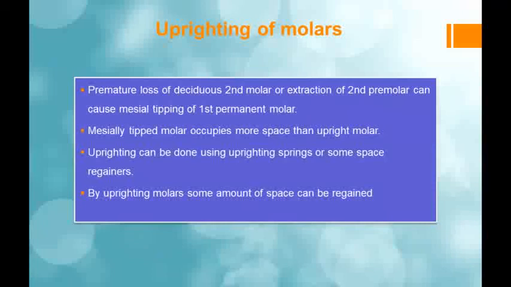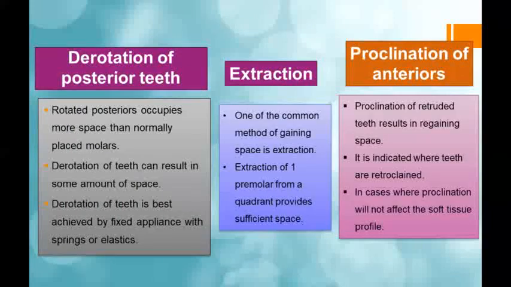Uprightening of the molar. The premature loss of the deciduous second molar or the extraction of the second premolar can cause the mesial tipping of the first permanent molar, and this mesially tipped molar occupies more space than the upright molar. So uprightening can be done using an uprightening spring, and by uprightening the molar, some amount of the space should be regained.